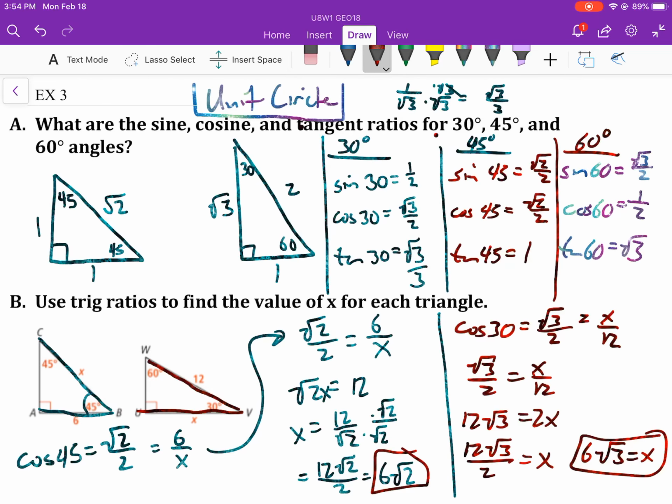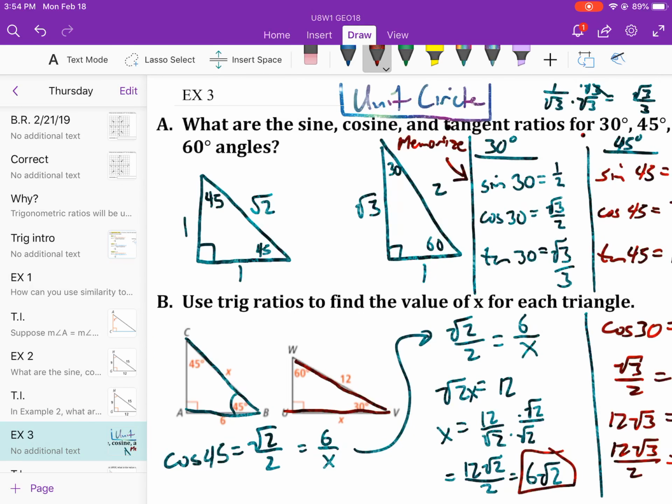There you go. So I'm going to throw a challenge out to you. Memorize these ratios and show me when I come back. I'll be very impressed.